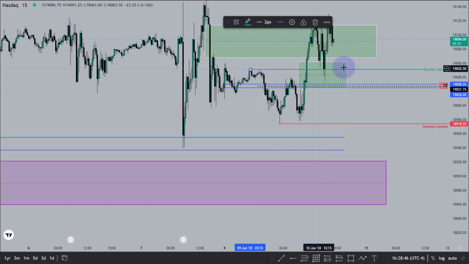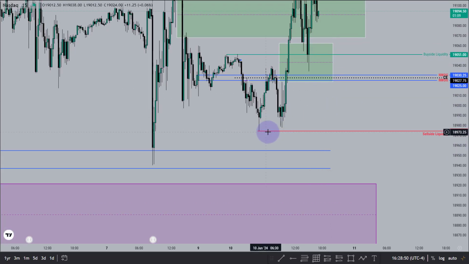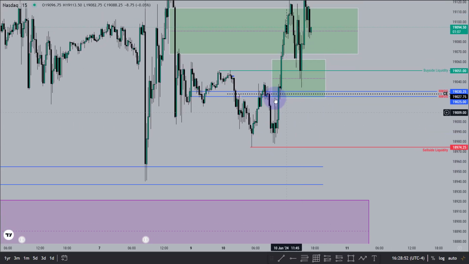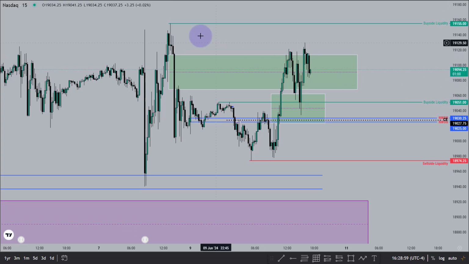Okay, so this is that buy side liquidity. I told that market is going to leave this sell side liquidity that way, and then market will go higher. It will trade that hourly fair value gap, then it will stay inside the Friday range. So this is the high of the Friday, this is the low of the Friday. I told that today's session is going to be an inside session.